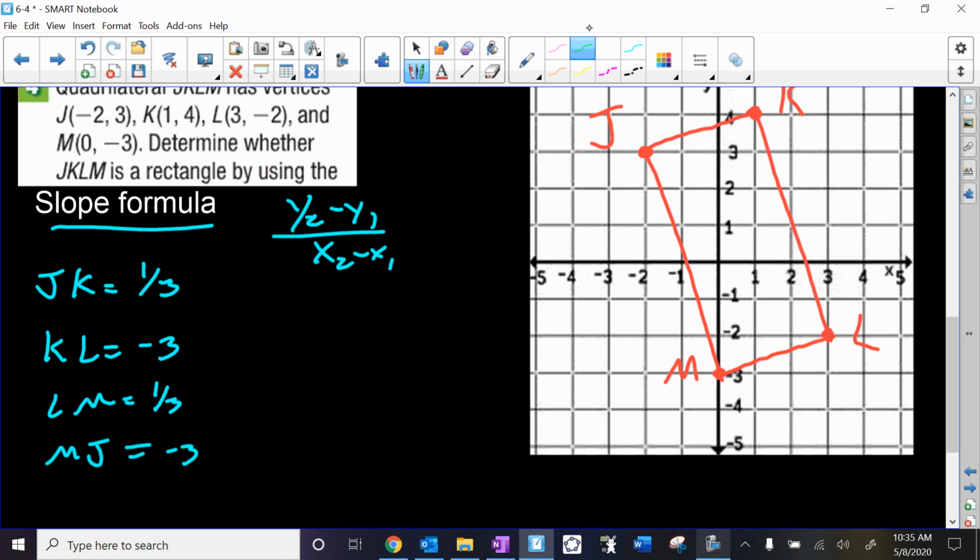And here's why. First, we know it is a parallelogram because our opposite sides are parallel. Notice how I have a 1/3, 1/3, -3, and -3. We know that opposite sides are parallel. Again, that only shows that I have a parallelogram. I know that I have a rectangle based on my consecutive sides, meaning if I focus on JK and KL, or KL and LM, for example, or even LM and MJ, or MJ and JK, just pick 2 sides that are right next to each other.